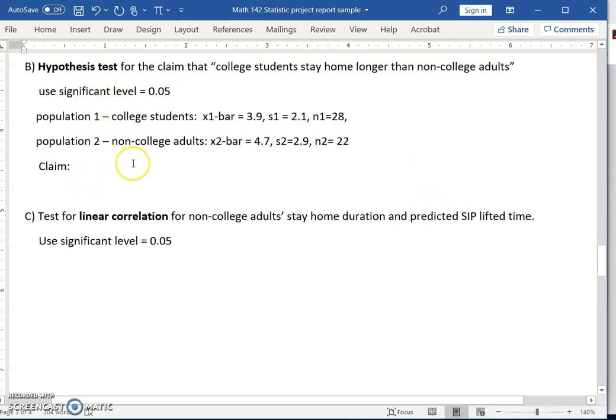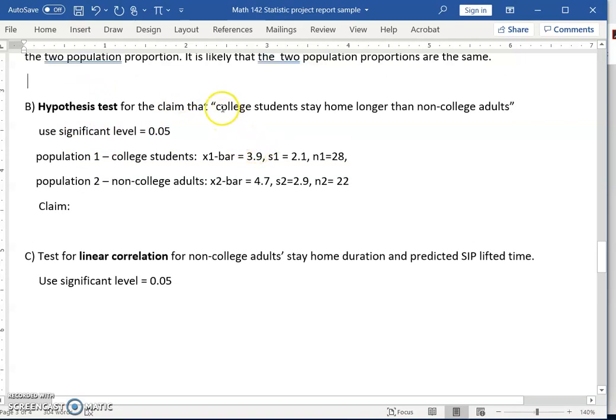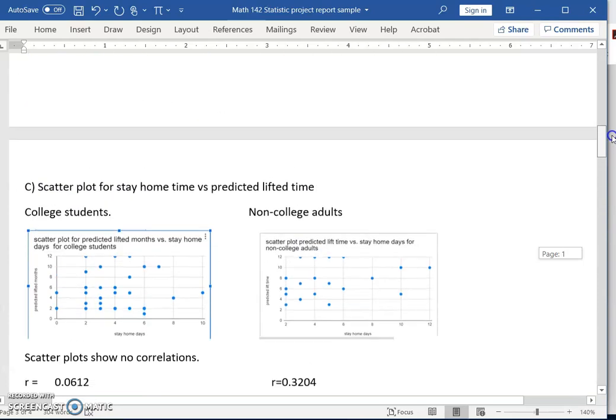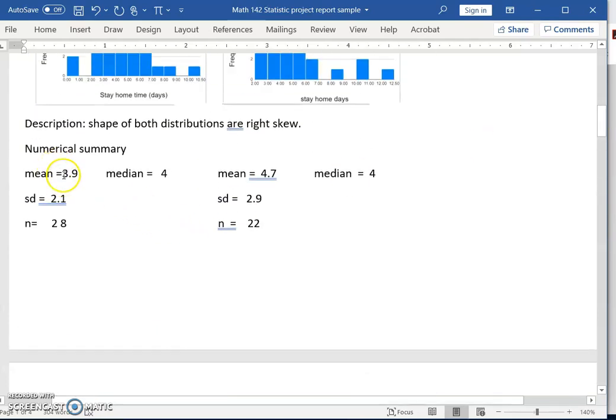The second is to do a hypothesis test. This is what I have chosen: that college students stay home longer than non-college students on average. And I want to use a significance level of 0.05. So earlier when we did the data summary, we looked at this page. We already calculated the mean, standard deviation, and sample size for populations 1 and 2.